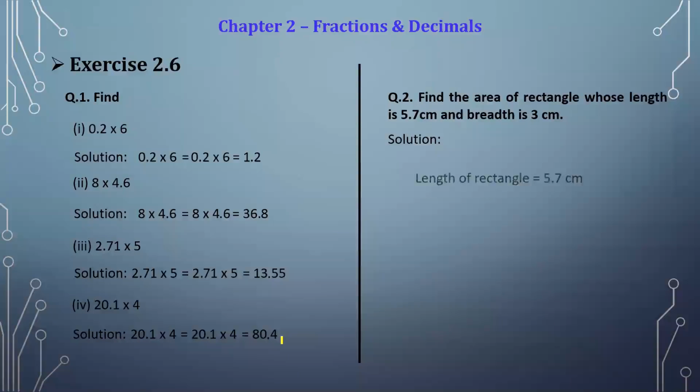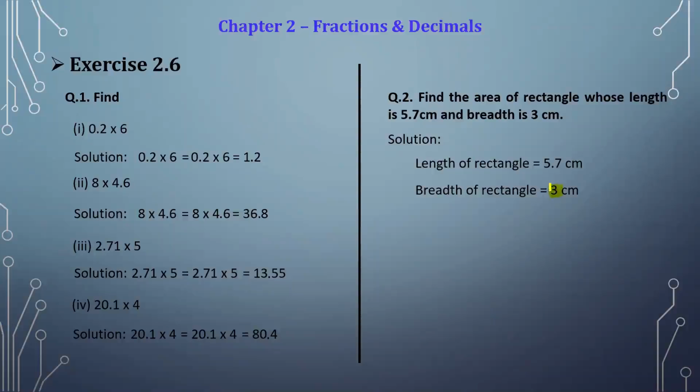So here two values are given. The first value is the length of the rectangle, and the second one is the breadth of the rectangle. Here breadth is a whole number and length is a decimal number. So that means we have to take the product of a decimal number and a whole number. For this purpose, you should know the formula for the area of a rectangle: length into breadth. Now just place the values. The value of length is 5.7 and the value of breadth is 3.